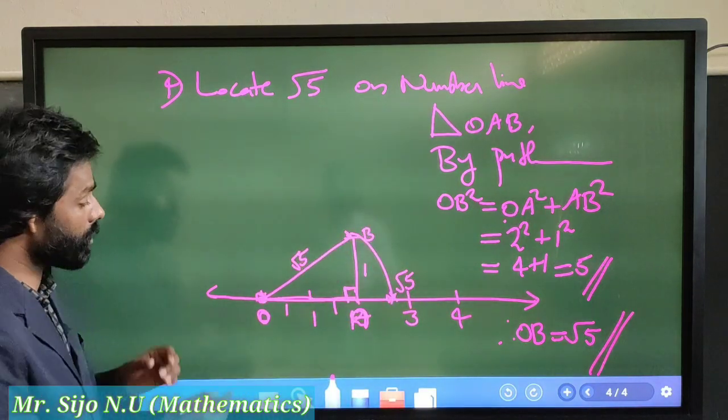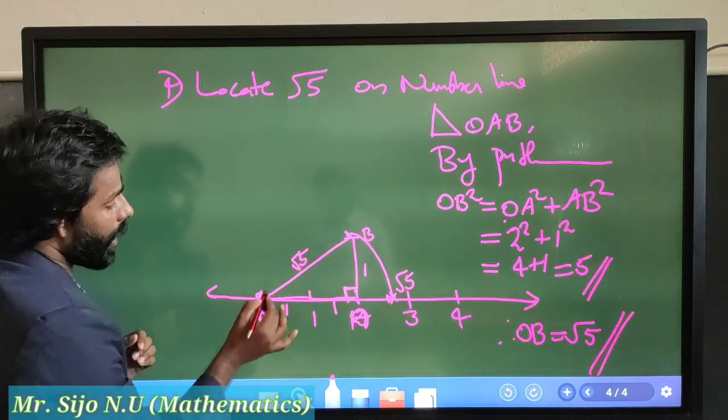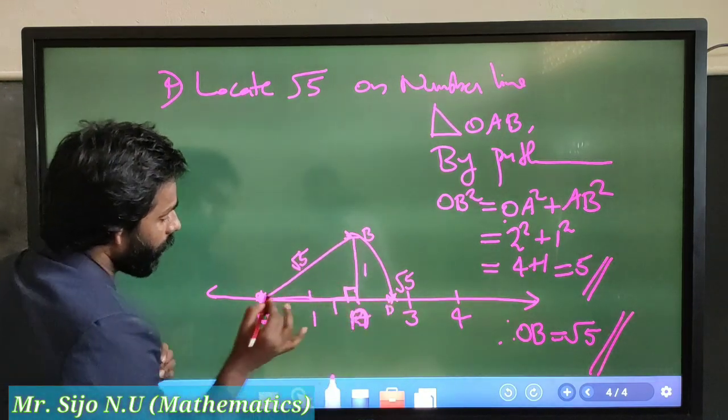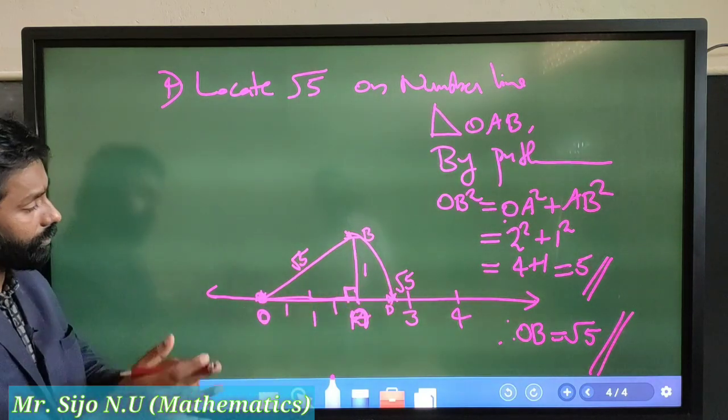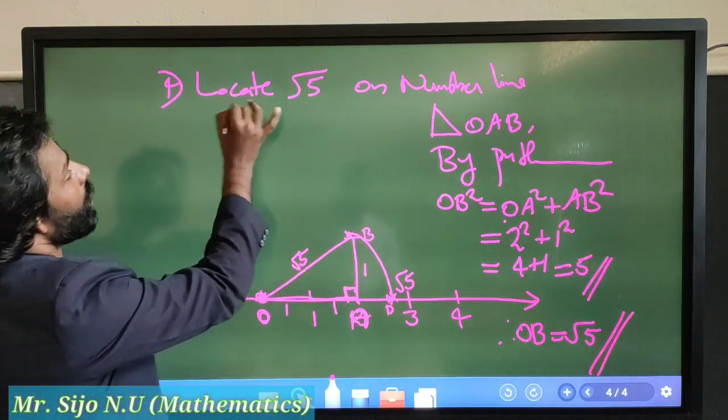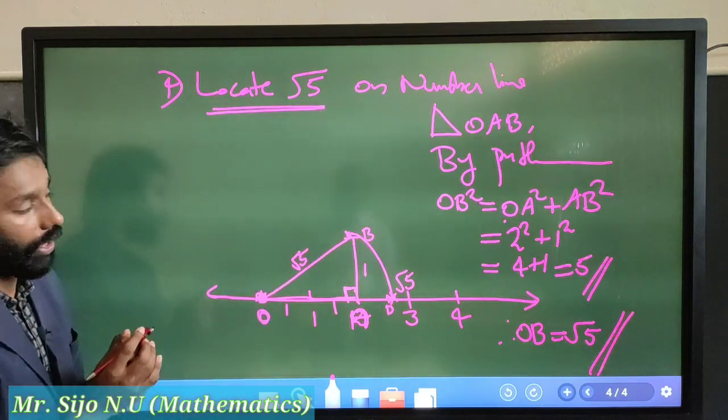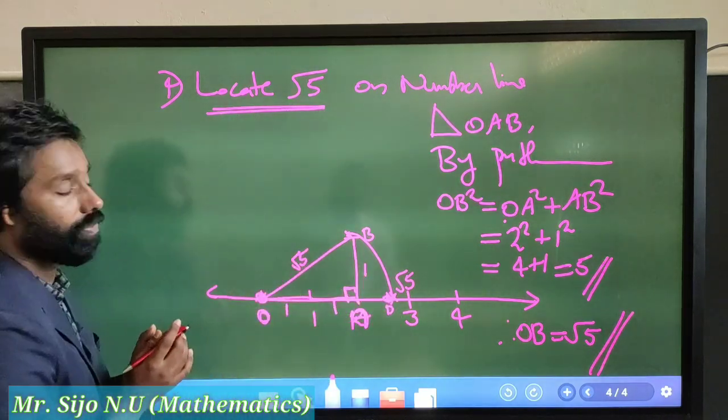Why? The reason is very simple. OB and OD, where we mark O's other point here as D, are the radii of the same circle. Therefore, our task, locate root 5 on number line. Well, here it's the position of root 5.